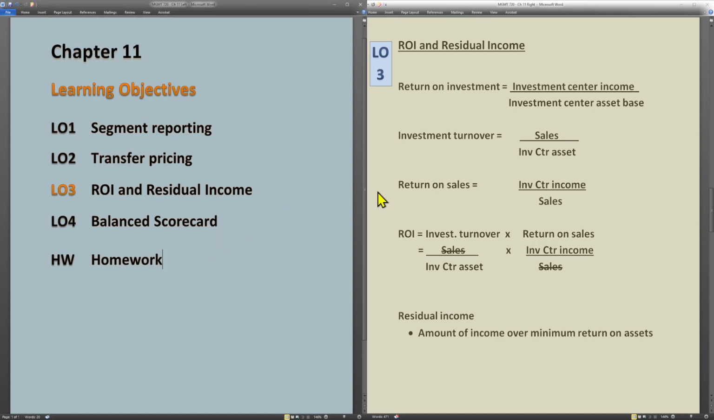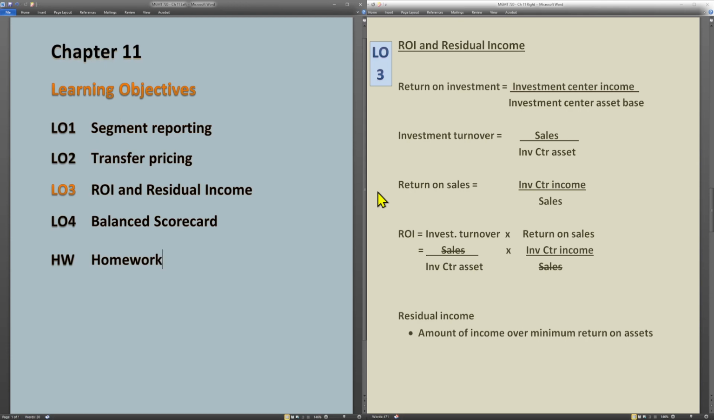Okay, learning objective 3, return on investment and residual income. Well, if we've got large subdivisions of the company, we need a way to measure them. And so learning objective 3 and learning objective 4 talk about different ways to measure, and therefore manage, the performance of these divisions or segments.